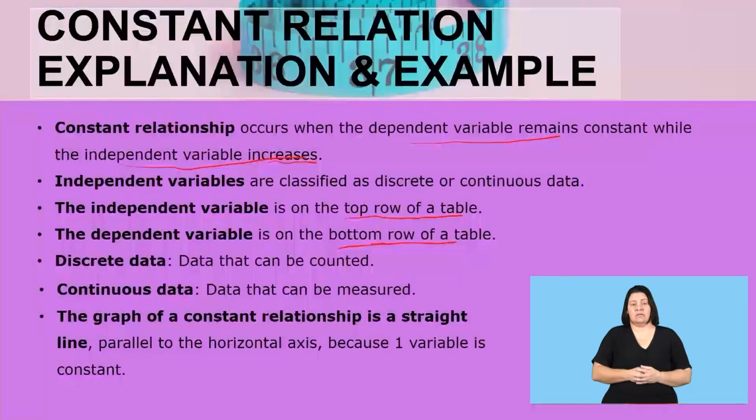And now, remember we said the discrete data is the data that can be counted, and the continuous is the one that can be measured. Okay, so what is key again is that the graph of a constant relationship will be a straight line which is parallel to the horizontal axis. So you will see that as we draw it, because the relationship is just constant, it is not changing. The only thing which is changing is the independent variable. And remember, the independent variables are the ones which are drawn on the horizontal axis.